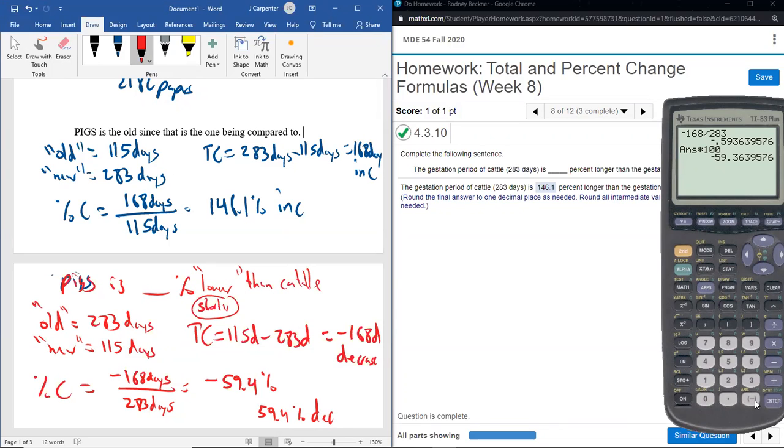So because pigs have a shorter period of gestation, that percentage is less than 100, because the other way around, cattle's longer, it's more than 100. It just depends on what you're calling the baseline.